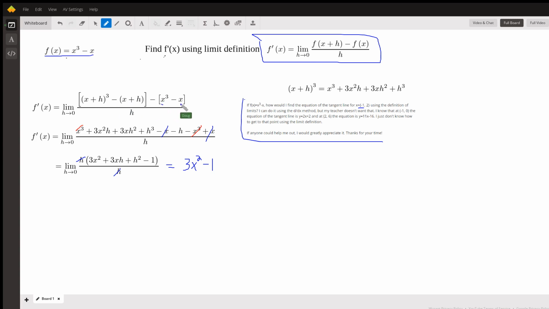X cubed minus x. And when you have to cube this quantity right here, you could go through the x plus h times x plus h times x plus h, or you could use the binomial theorem or Pascal's triangle. Here's what you get when you cube that binomial. And then when you subtract x plus h, you get minus x minus h. And then when you subtract f of x, you get minus x cubed plus x. And I've canceled out the terms that combine to 0.